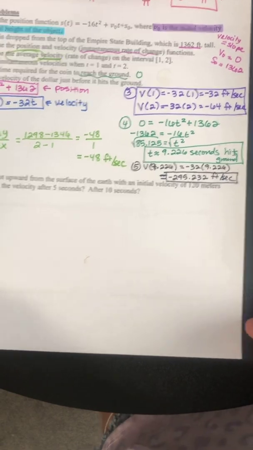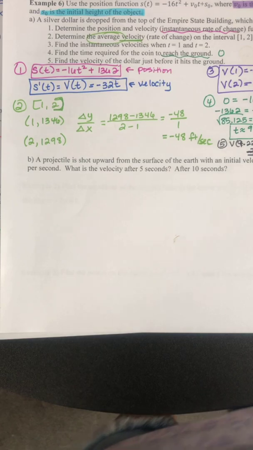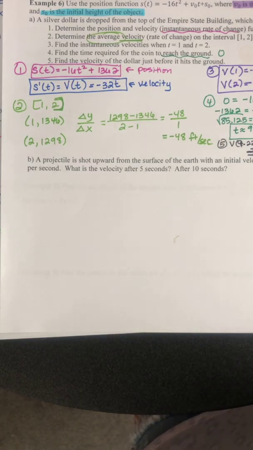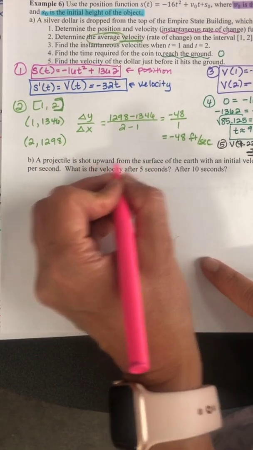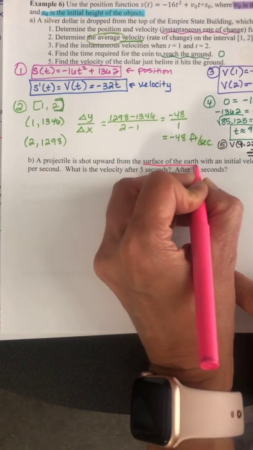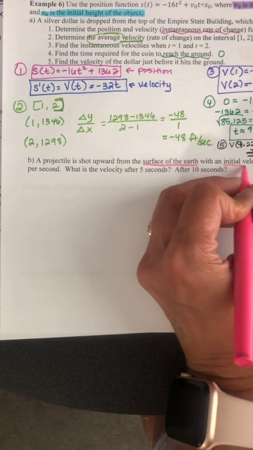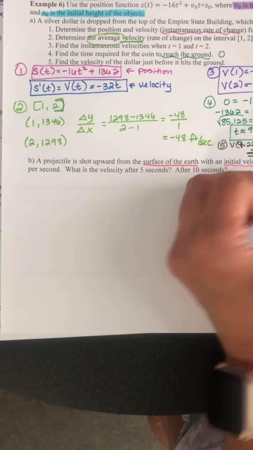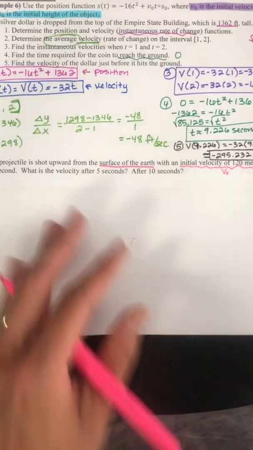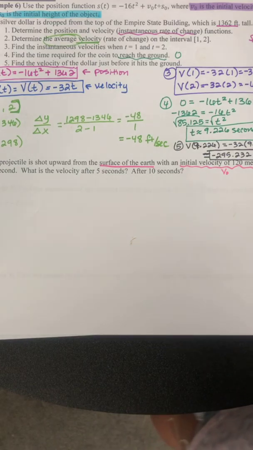Okay. Letter B. A projectile is shot upward from the surface of the Earth with an initial velocity of 120 meters per second. So we know that it has been shot upward from the surface of the Earth, so from the ground, and it has an initial velocity of 120 meters. So we have a v naught. And it says, what is the velocity after 5 seconds? And then after 10 seconds?